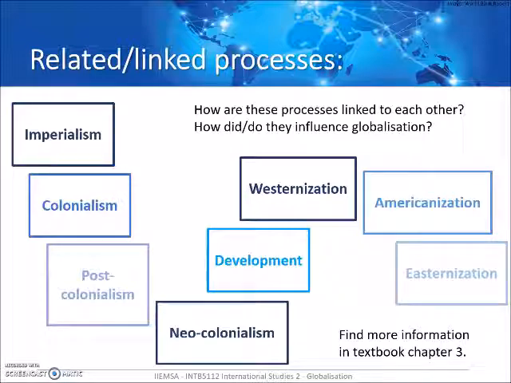So this is just a side note, so that you're aware that there is a link to all of these processes as well. As I said, you can find more information in chapter 3 on each one of them, and also on how they link to each other and to globalization.